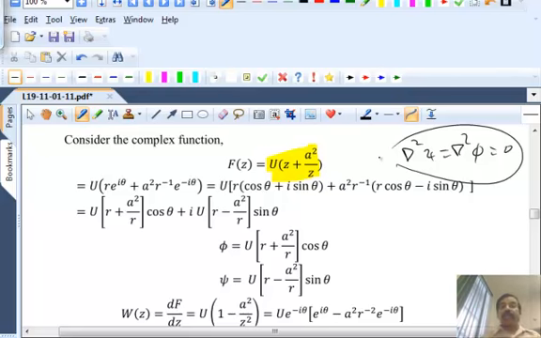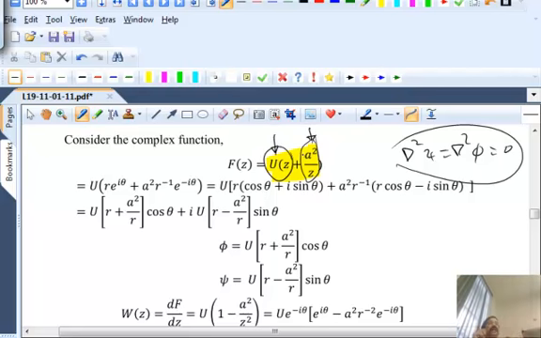So I have analyzed one function already, which is u times z. Now I'm analyzing a different function, a square over z, and I'm adding them up, in fact. So the function I want to analyze is f of z is equal to u times z plus a square over z. For what geometry is that a potential flow solution? That is a question.